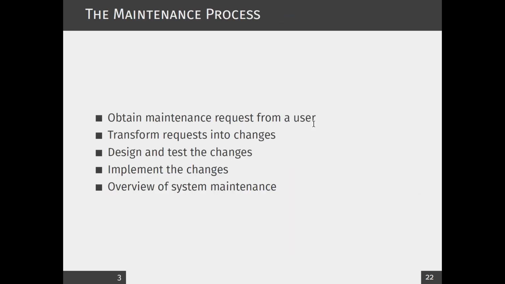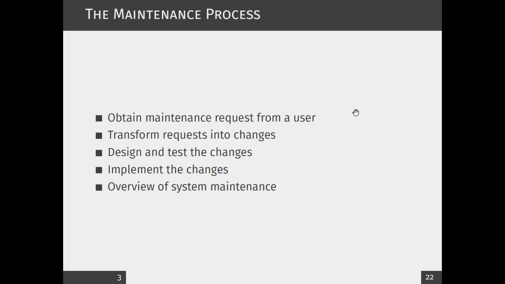Now, when we focus on the maintenance process, maintenance starts from a request from the user. It could be a bug or it could be a change. The requests coming from the user we need to transform into what we call changes. When it comes to changes to the developed software, we have to design and test the changes, because the changes will affect the overall system.